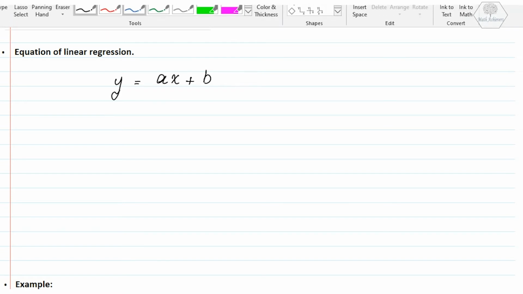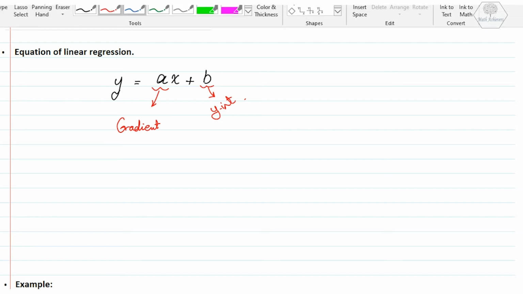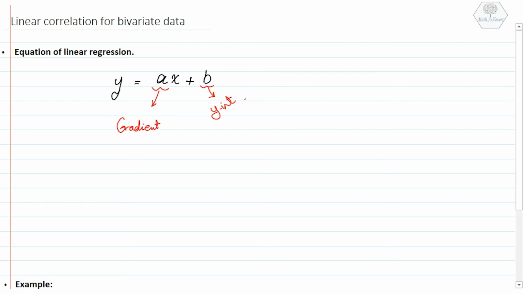a is the gradient in this case, and b is the y-intercept. But it's very important, when we have found the equation of linear regression, to interpret the values of a and b. What does the value of a mean in that context, and what does the value of b mean in that context? Let's see in general what a means and what b means.